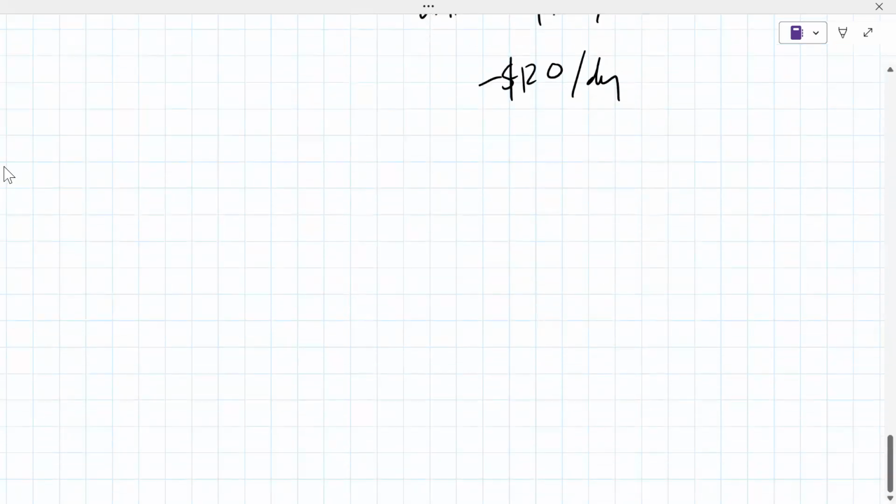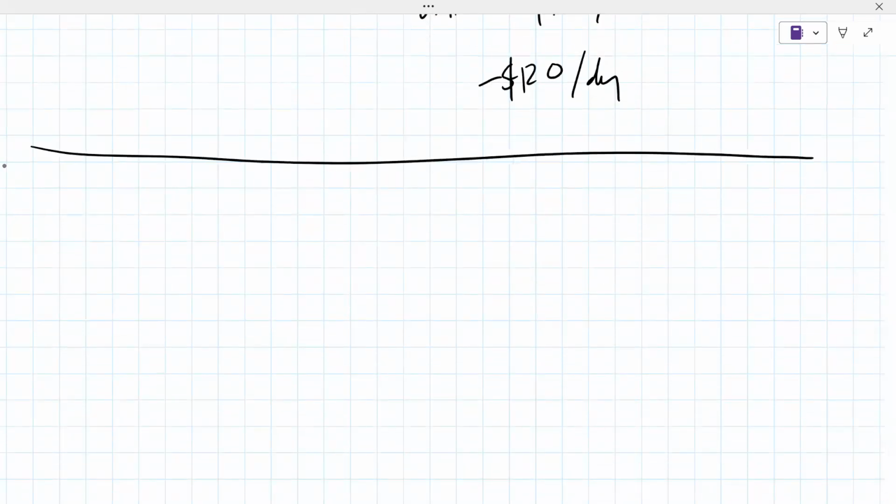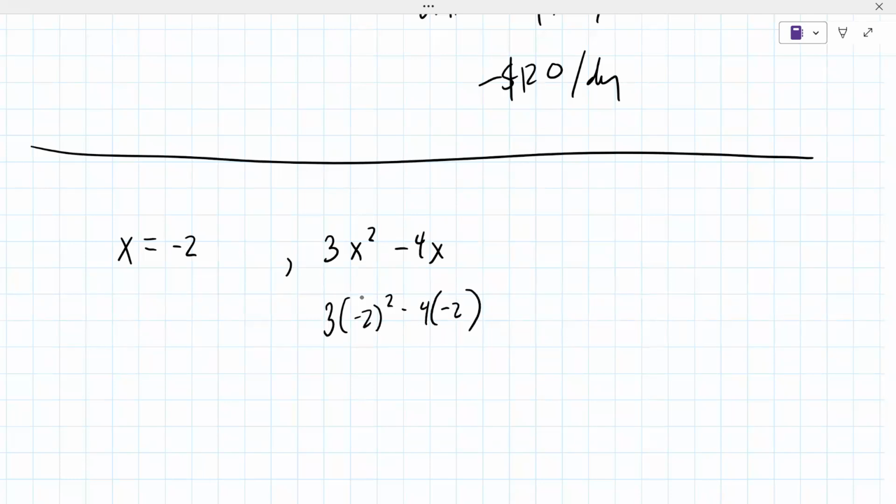Let's do a few more of these evaluation problems. Let's say x equals minus 2. What is 3x squared minus 4x, please? Four. 3 times parentheses negative 2 squared minus 4 times negative 2. Does that look at all like what you have? Yes. Okay, so you square. Negative 2 squared is 4. 3 times 4 is 12. Negative 4 minus 2 is plus 8.